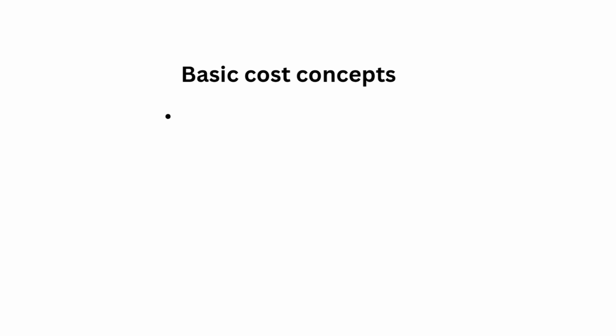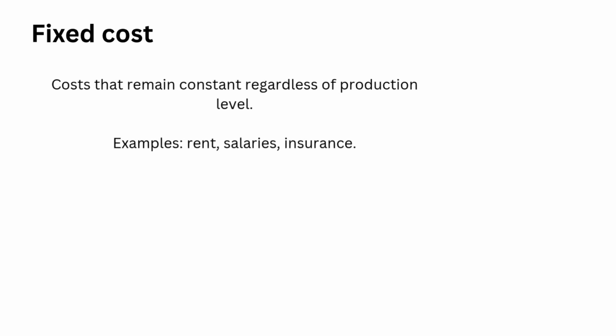Before we understand the break-even point, let's go through some basic cost concepts, that is fixed cost, variable cost, total cost, and revenue. Fixed cost. Fixed costs are the expenses that remain constant no matter how much we produce or sell. For example, rent, machinery cost, or staff salaries stay the same, whether the production or the output is high or low. So these are called fixed costs.